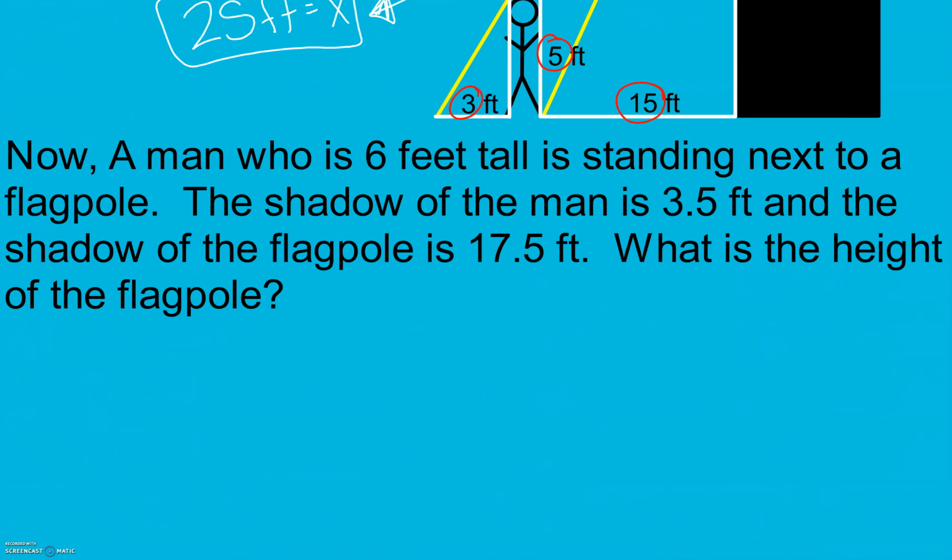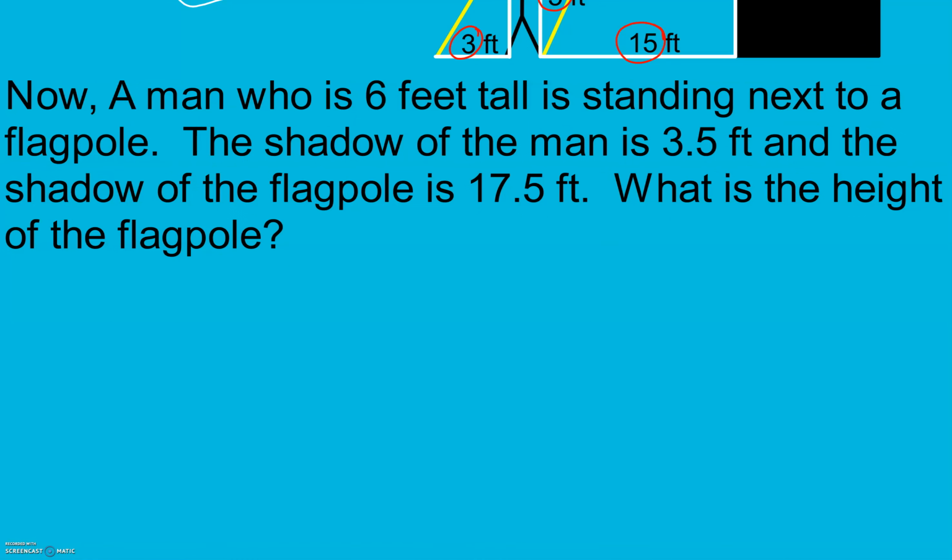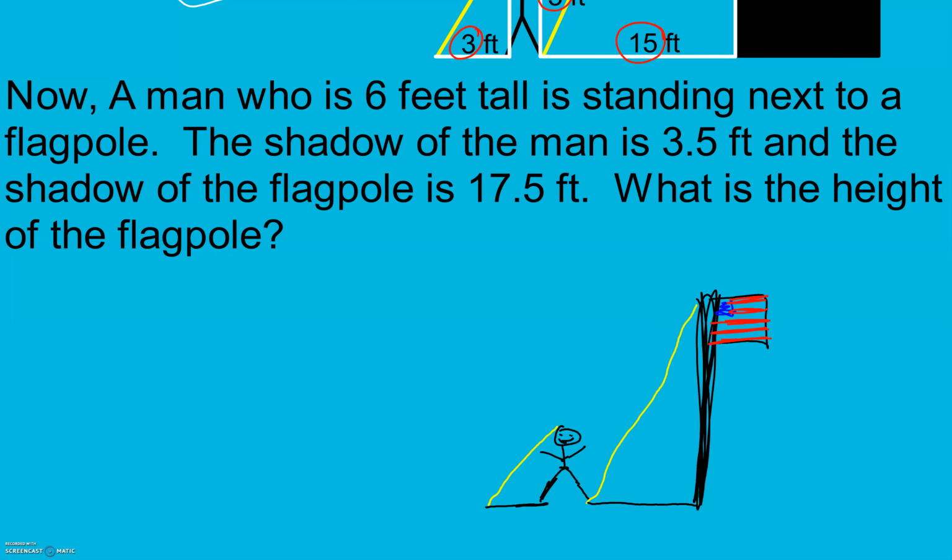Give this a try, please. A man is 6 feet tall, standing next to a flagpole. The shadow of the man is 3.5 feet, and the shadow of the flagpole is 17.5 feet. What is the height of the flagpole? I drew a rough sketch here, not to scale, and my flag doesn't have the right number of stripes, but we're just going to go with it.